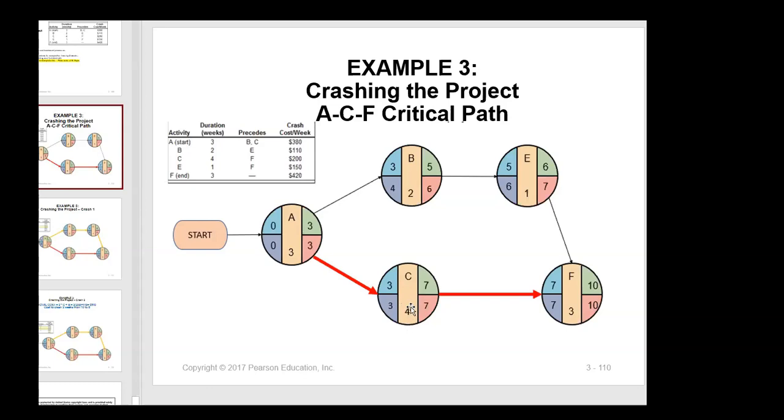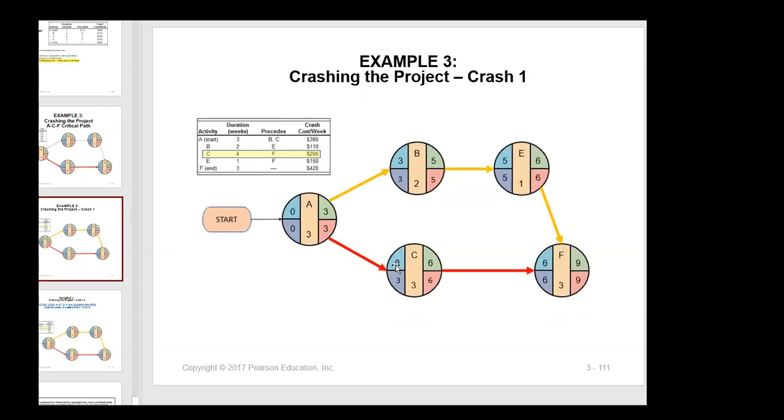So 4 reduces to 3, and we recalculate everything. So 4 reduces to 3. 3 plus 3 is 6. So I recalculated everything here. 3 plus 3 is 6. And then 6 goes here. 6 plus 3, 9. So 1 day has reduced.